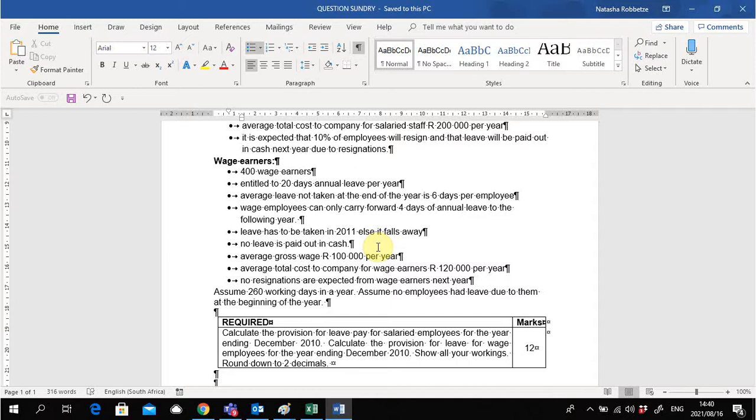So if you have 6 days remaining and only 4 days can be paid up, they will not pay you for the 2 days. You will lose those 2 days.